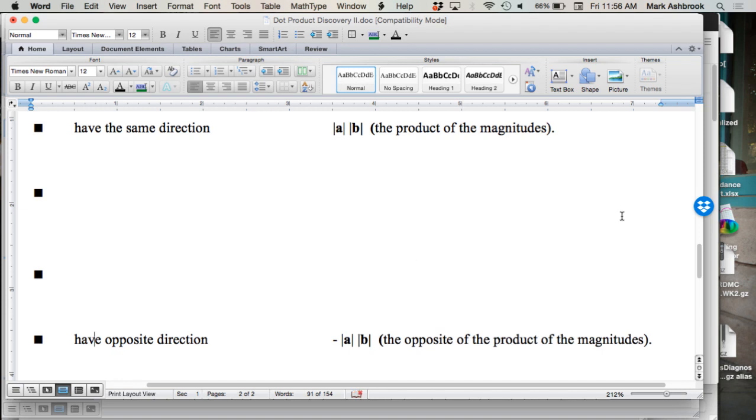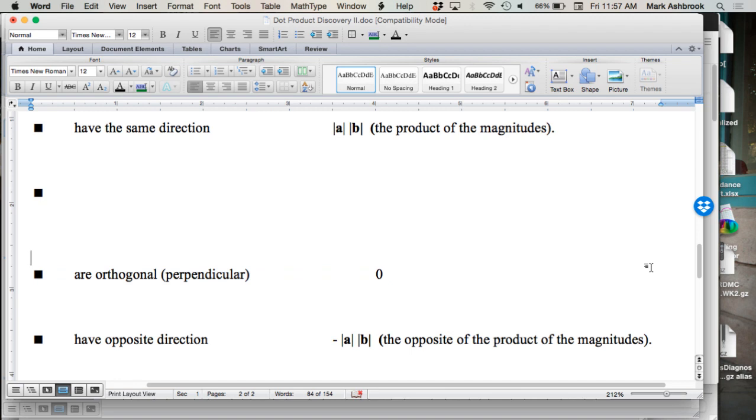Yes, sir. When the product results in a 0, the vectors form a right angle. Okay, right-angled vectors, and you get 0 for the dot product. Yes, sir. When the dot product is negative, you have an obtuse angle. Okay. So let's do it the other way, right?